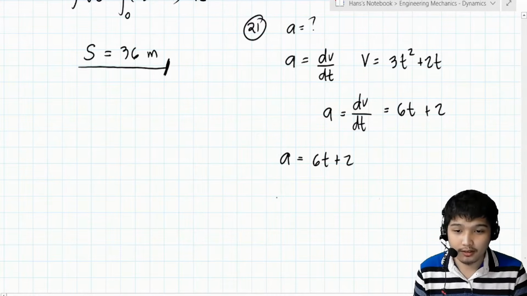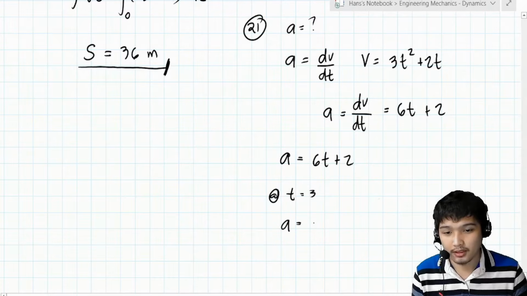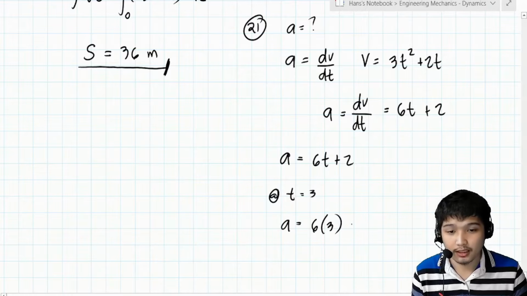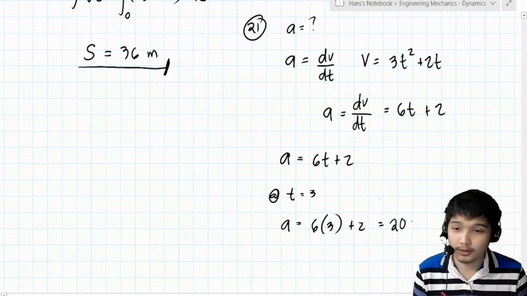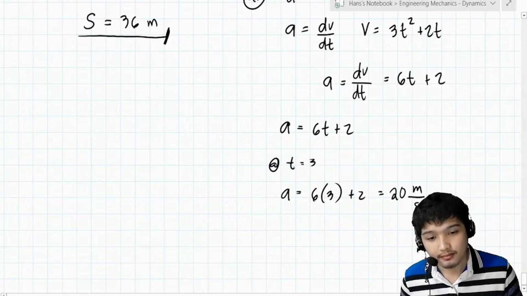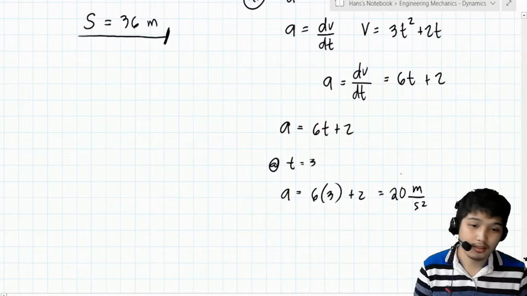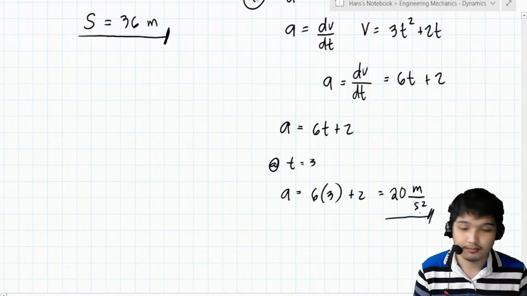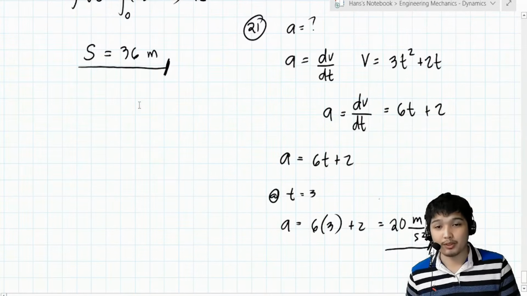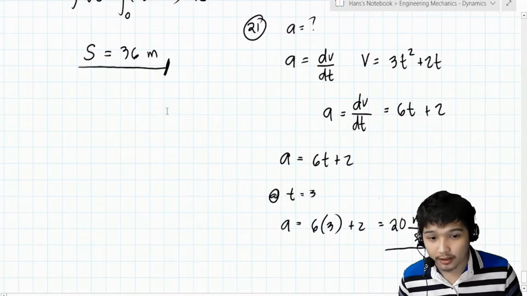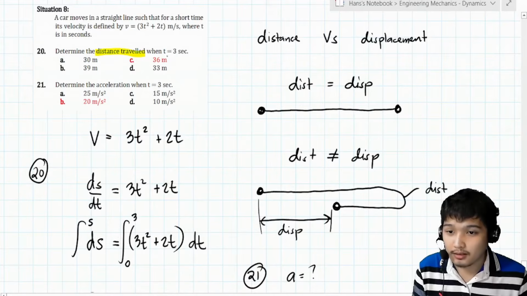So it is asking at t is equal to 3. Therefore, we just substitute the 3. So this one is 20. Therefore, the unit must be in meters per second squared. So that's it, guys. This is our answer. Gets ba yun? Sometimes we integrate, sometimes we differentiate, depending on the given equation. So 36 and 20. So that is correct.